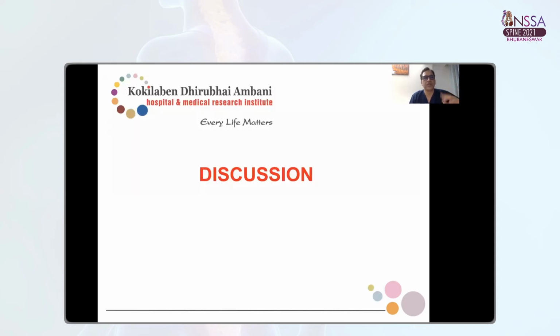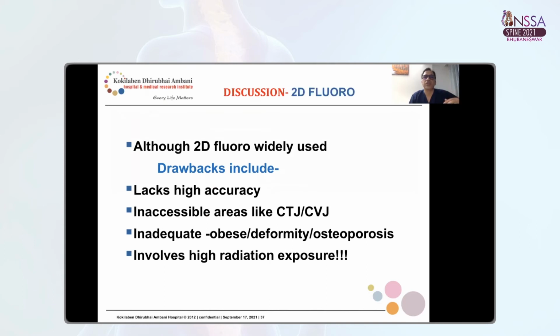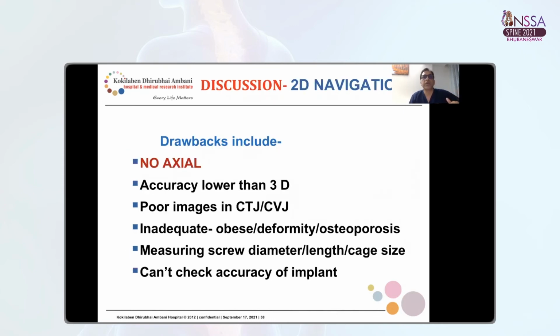And in the discussion part, I would just want to say, 2D fluoroscopic images have been widely used, but there are drawbacks: they lack high accuracy. It is difficult in the cervicothoracic junction and CV junctions. Image quality is inadequate when the patient is obese, has significant deformity or osteoporosis, and it involves a high radiation exposure. Things get better when you do 2D navigation, but you will not get axial views. Accuracy is lower than 3D navigation.